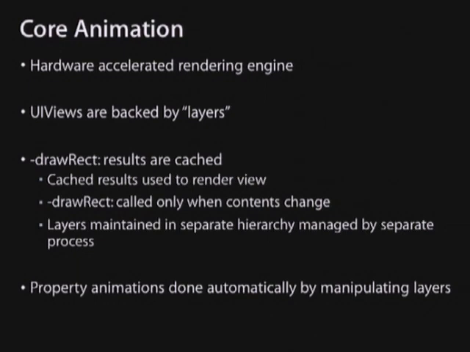So here's a little information about Core Animation. It's a hardware-accelerated rendering engine. I think a lot of it is on top of OpenGL, once again. Every UI view is backed by a layer. So when you draw, the context gets placed into a layer. And the results are cached, so you don't get called on drawRect when you don't need to be called again. And then the animations actually occur automatically for you by manipulating these layers, which are all done under the hood once again.